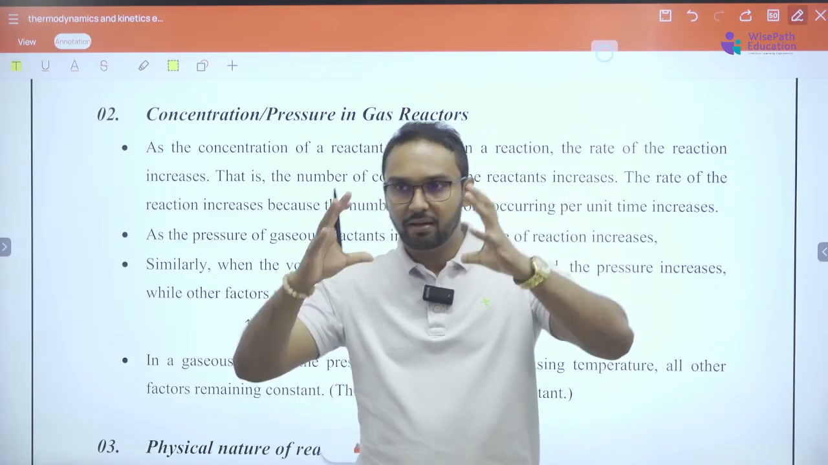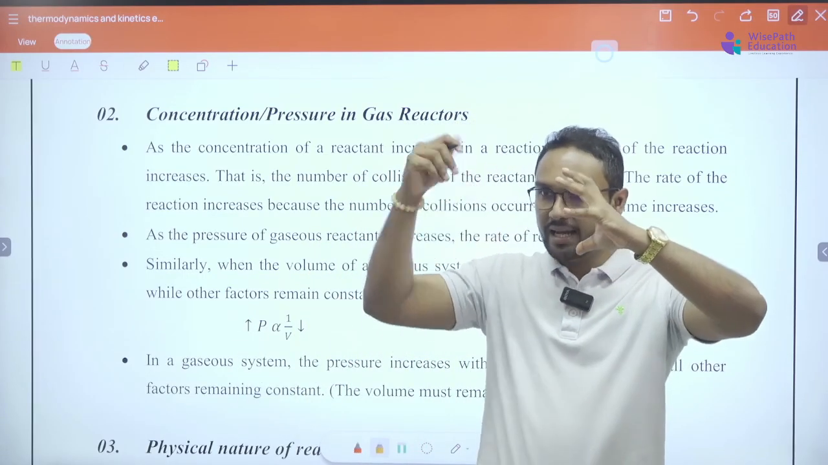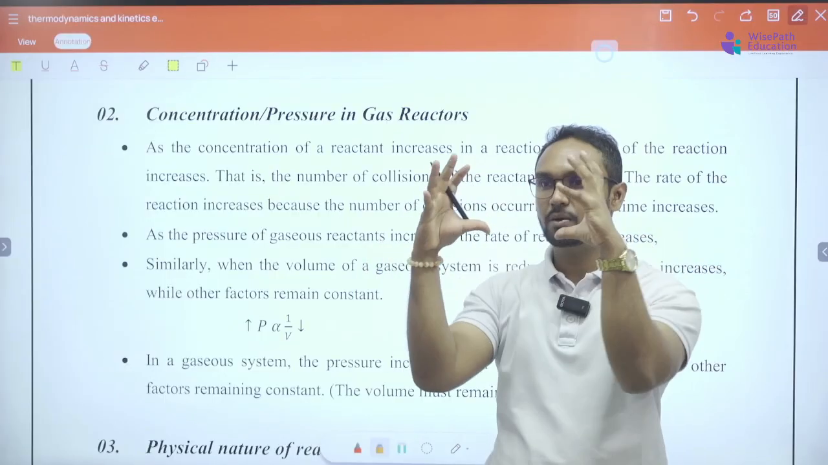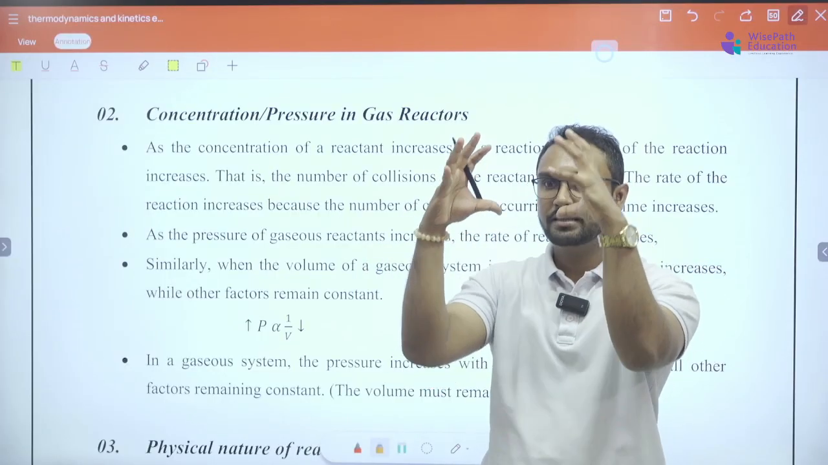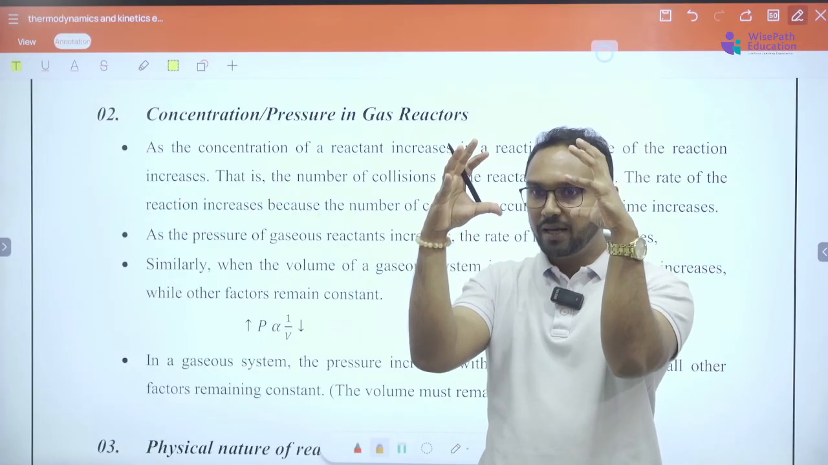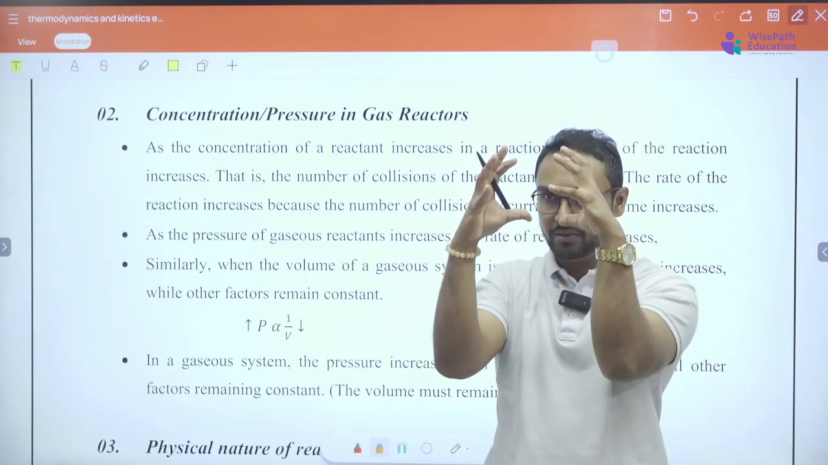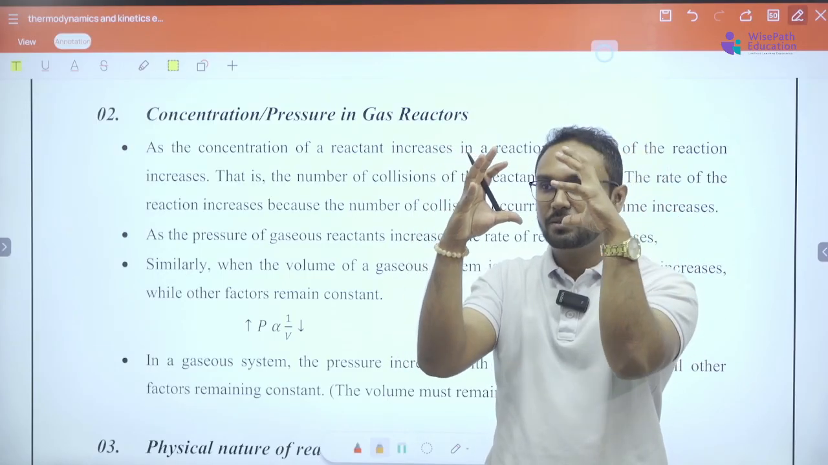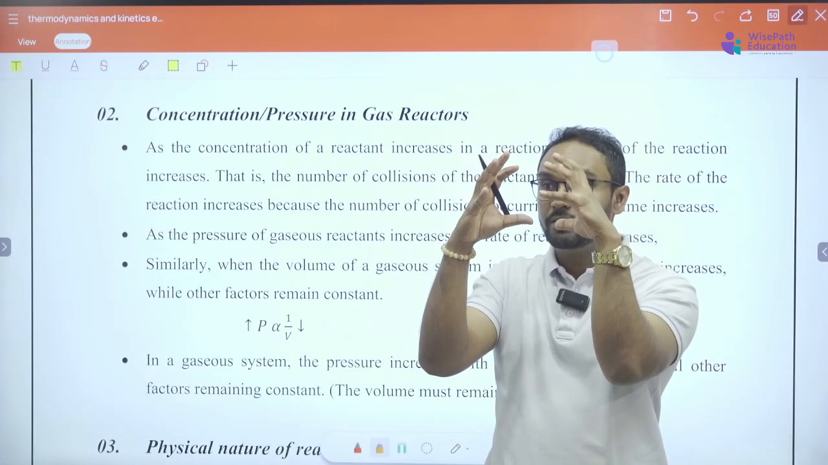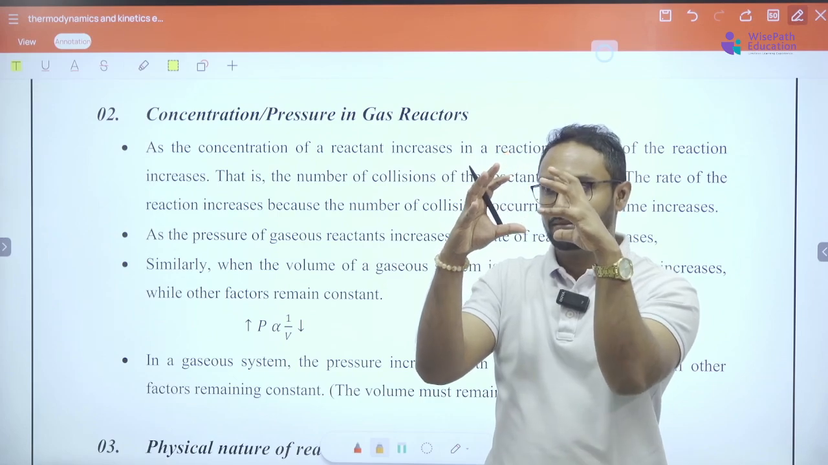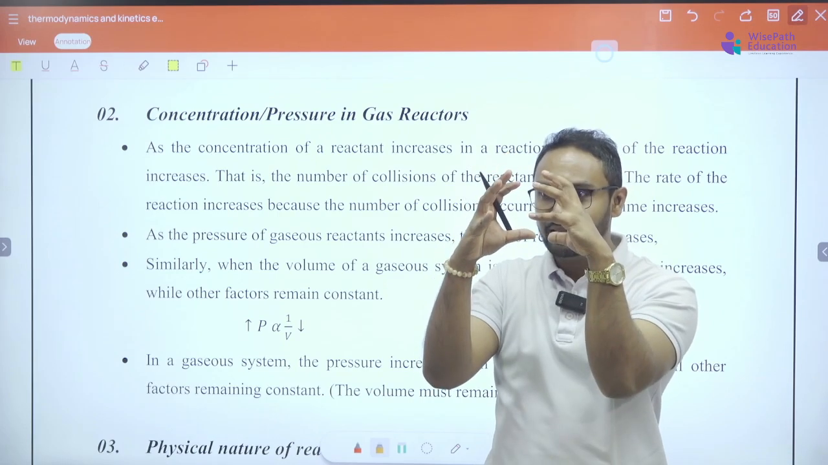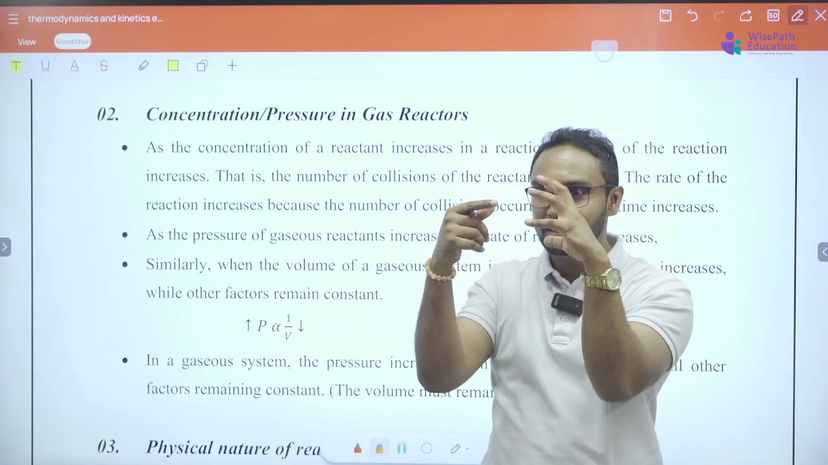Why? Let's say you are taking a balloon. The gaseous reactants are inside the balloon, and you are applying pressure to it. What happens when you apply pressure to the balloon? The volume is decreasing. So the concentration is increasing.